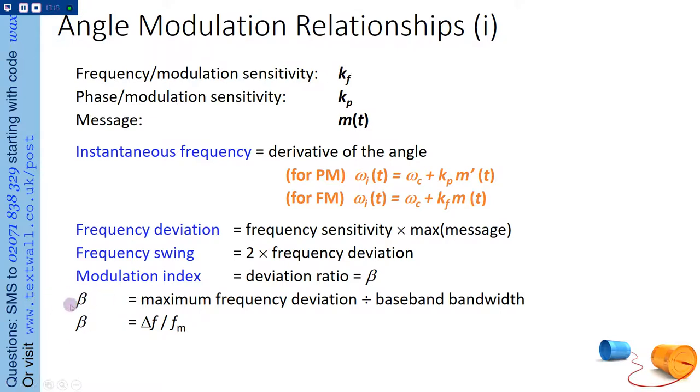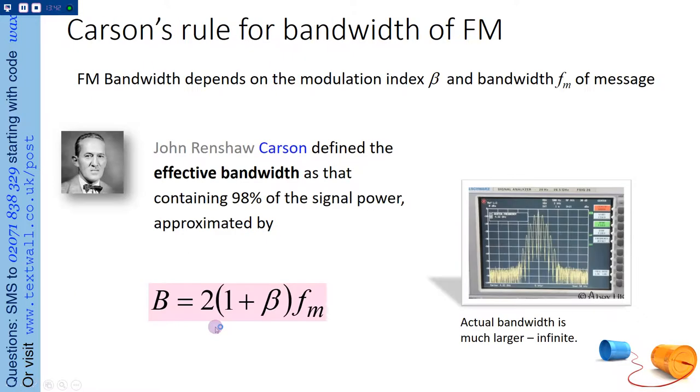So this is the modulation index, beta. This is what we will be using to estimate our bandwidth. So the beta is the ratio between the maximum frequency deviation, that's how far the frequency has drifted from the carrier frequency, divided by the baseband bandwidth, the message bandwidth. So delta F over FM.